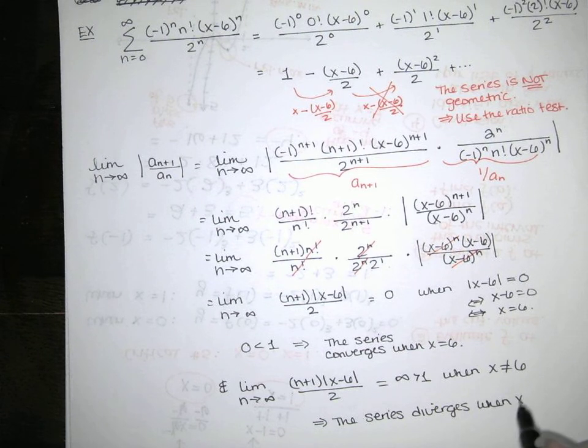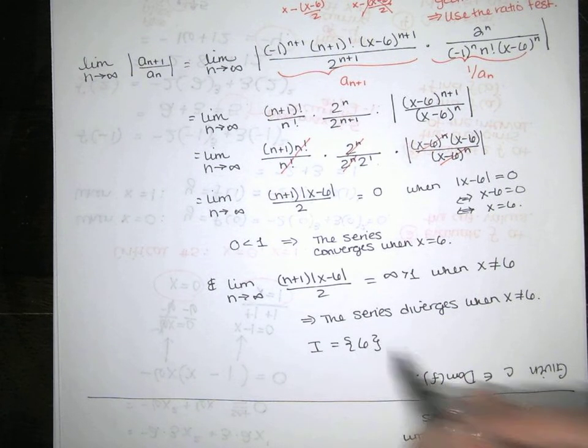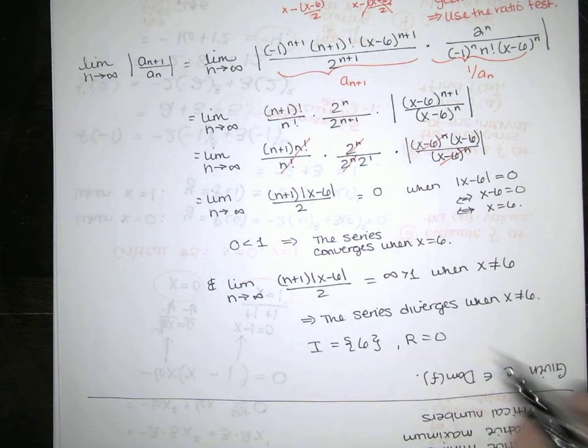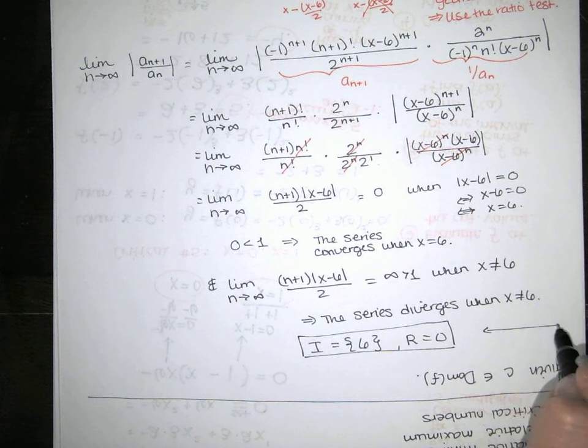What that means is the interval of convergence is a single number, it's 6, and the radius of convergence is 0. That was that last case I told you about. Converges at a single point.